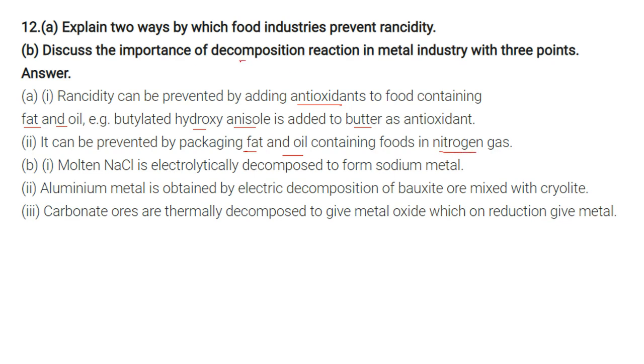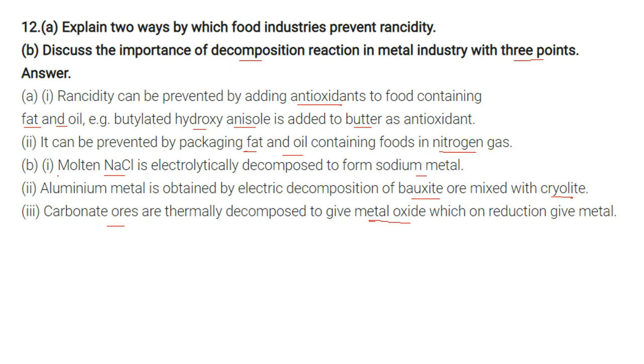Discuss the importance of decomposition reaction in metal industry with 3 points. So let us take one by one example. Molten NaCl, sodium chloride, is electrolytically decomposed to form sodium metal. And aluminium metal is obtained by electrolytic decomposition of bauxite ore mixed with cryolite. The carbonate ores are thermally decomposed to give metal oxide, which on reduction gives you metal.